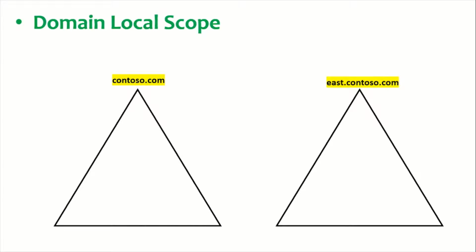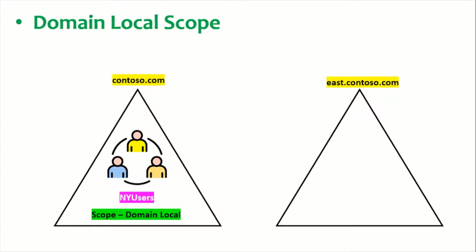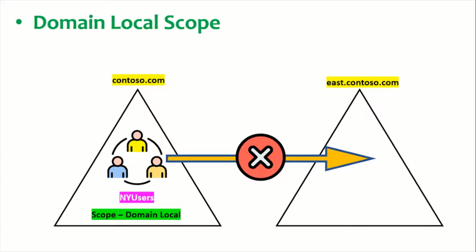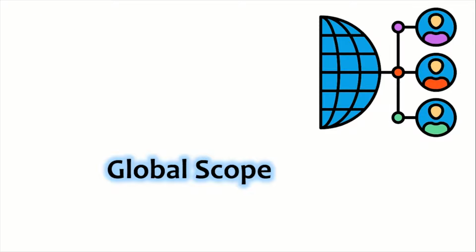So let's take an example over here. We have two domains, contoso.com and east.contoso.com, and we have a group over here, NY users, and the scope of the group is domain local. If we want to take this group outside its boundaries, contoso.com, we won't be able to, because the scope is domain local, so it cannot cross the boundaries of its domain. So this is the domain local scope. Let us go ahead and understand global scope now.